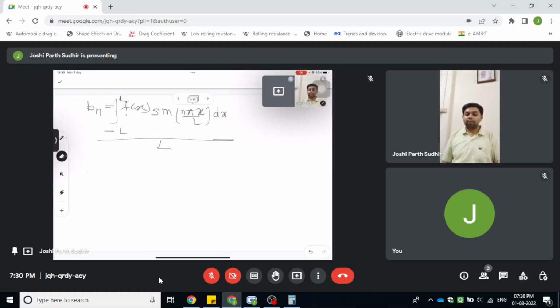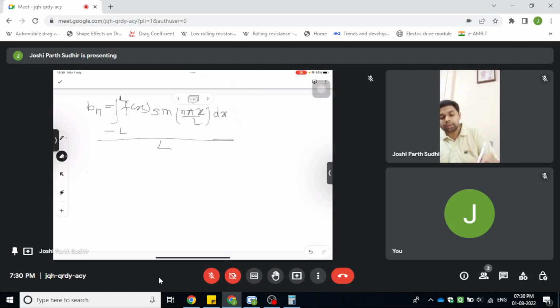So now we have the expressions for the values of the constants a n and b n. Now the question that was asked is, what will be the values of a n and b n when f of x is either an even function or an odd function.